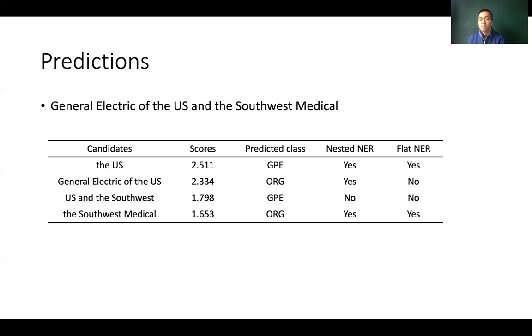And for flat NER, we have an additional rule which prevents nestedness of the mentions. So in this case, the second mention, General Electric of the US, will not be selected.